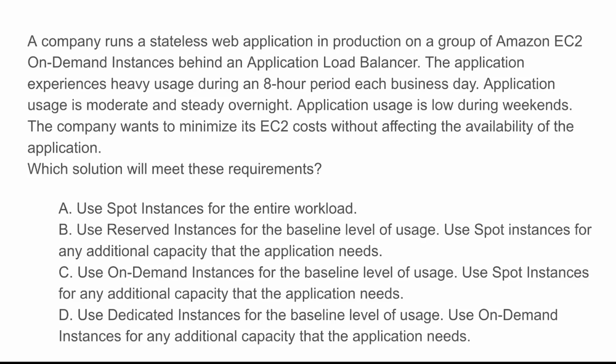Now, the key takeaways from this question is that reserved instances are best for predictable workloads with continuous usage. Spot instances provide extra capacity at a lower cost, but can be interrupted. Auto-scaling groups can adjust capacity dynamically. Dedicated instances are costly and unnecessary here. On-demand is flexible but more expensive than reserved instances. And for AWS cost optimization, always mix pricing models to match workload patterns.